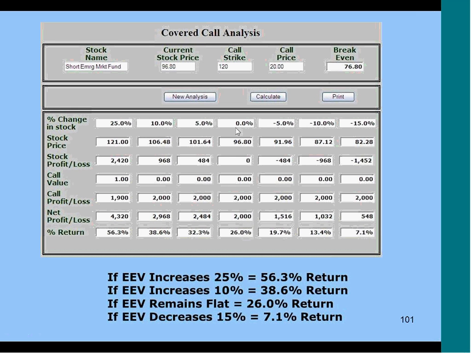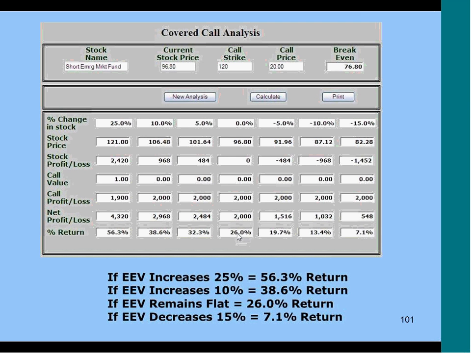So again, this is a way to profit. This is actually a short position, even though it's a covered call. And this covered call profits as the emerging market fund goes down in price. So it's a good way to profit in down markets.